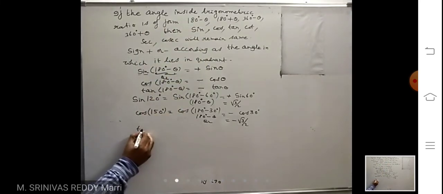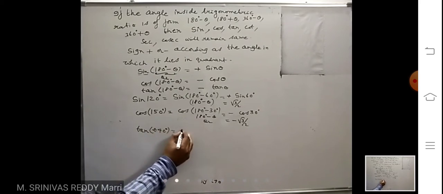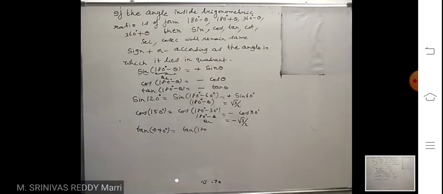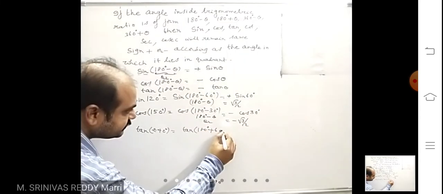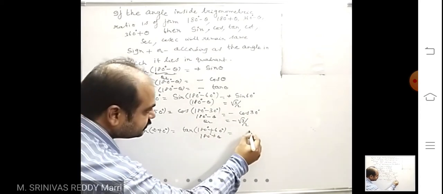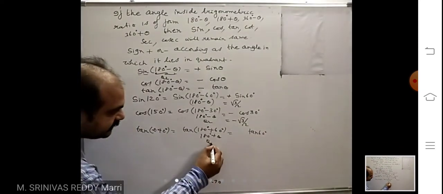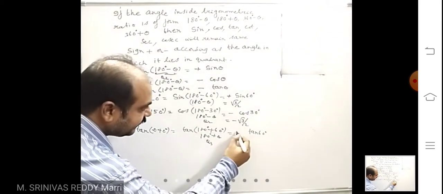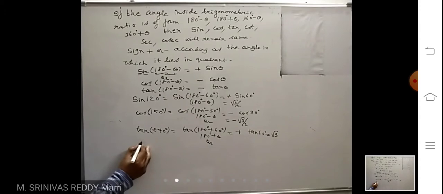Suppose, let us say, tan 240 degree. Tan 240 degree is nothing but tan of 180 degree plus 60 degree. Now this is 180 plus theta, so this is nothing but tan 60 degree. 180 plus theta means quadrant 3. In quadrant 3, tan is what? Positive. So its value is what? Root 3.